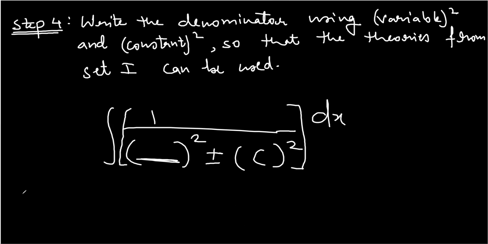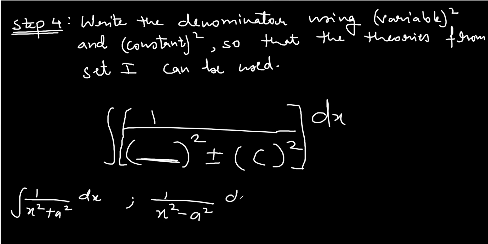What are those? Those are 1 upon x square plus a square dx, which is 1 upon a tan inverse of x by a. 1 upon x square minus a square dx, which is 1 upon 2a log of x minus a upon x plus a. Or I can use 1 upon a square minus x square dx, which is 1 upon 2a log of a plus x upon a minus x. So finally, what have we done?